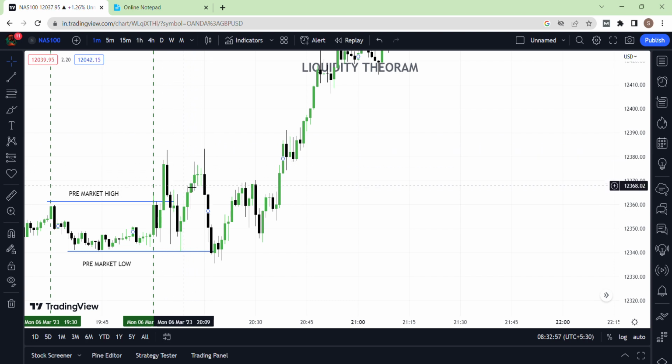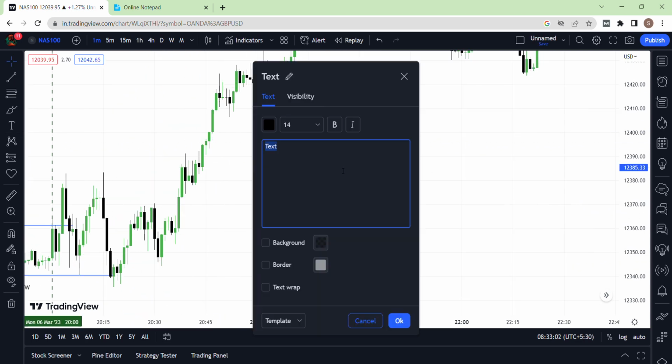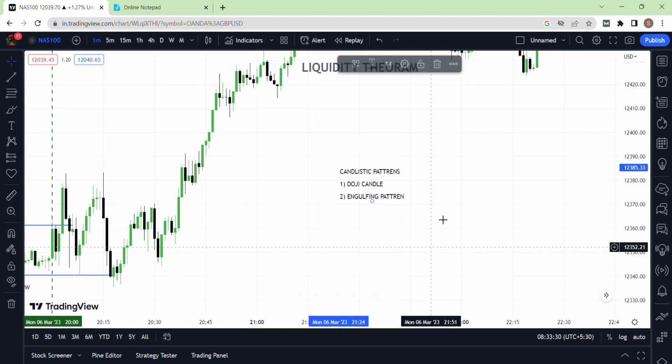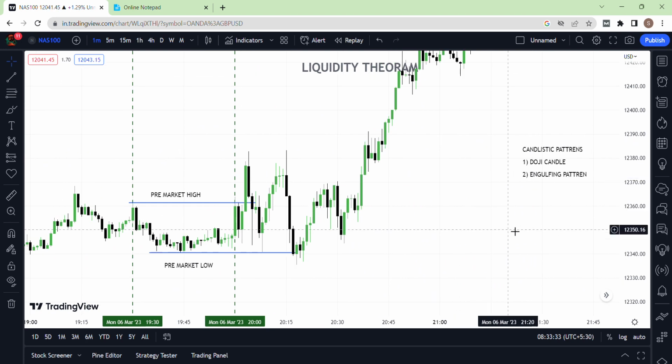I will show you what candlestick patterns are required here. One is a doji candle, another one is an engulfing pattern. If either of these two candlestick patterns is formed, we can take the trade instantly.